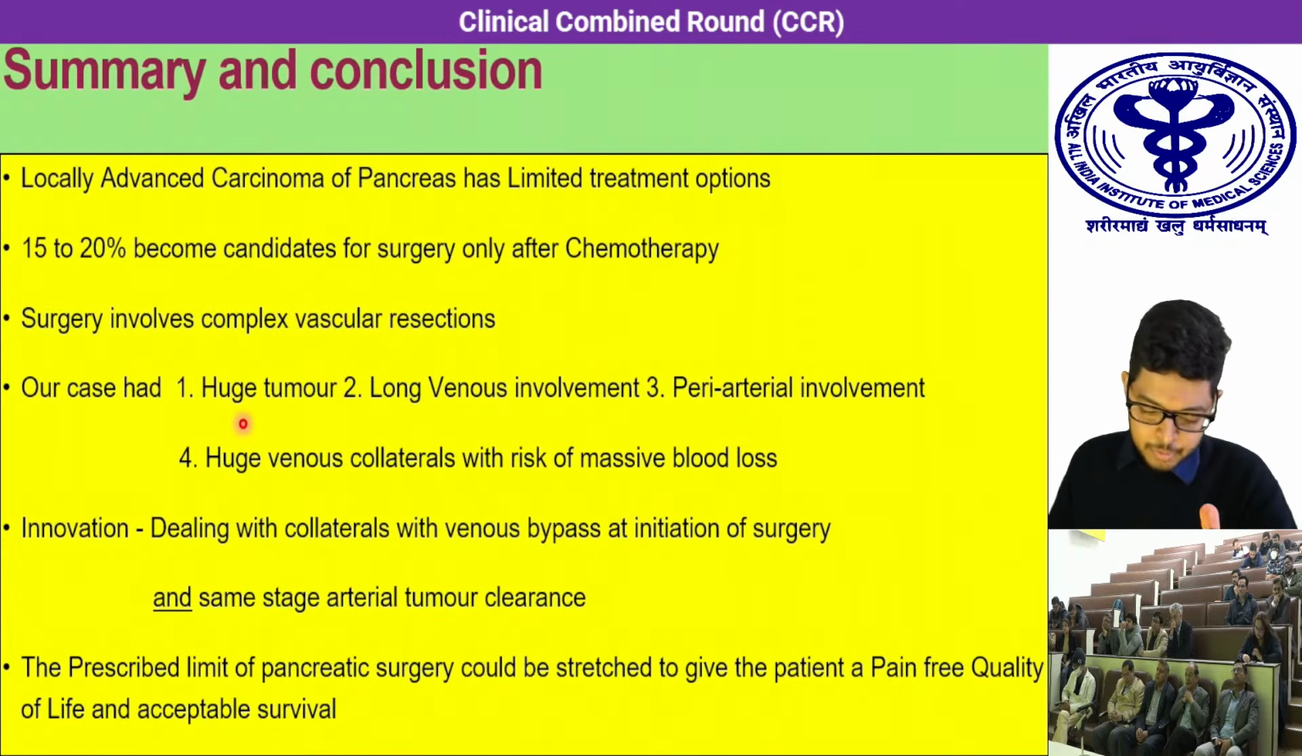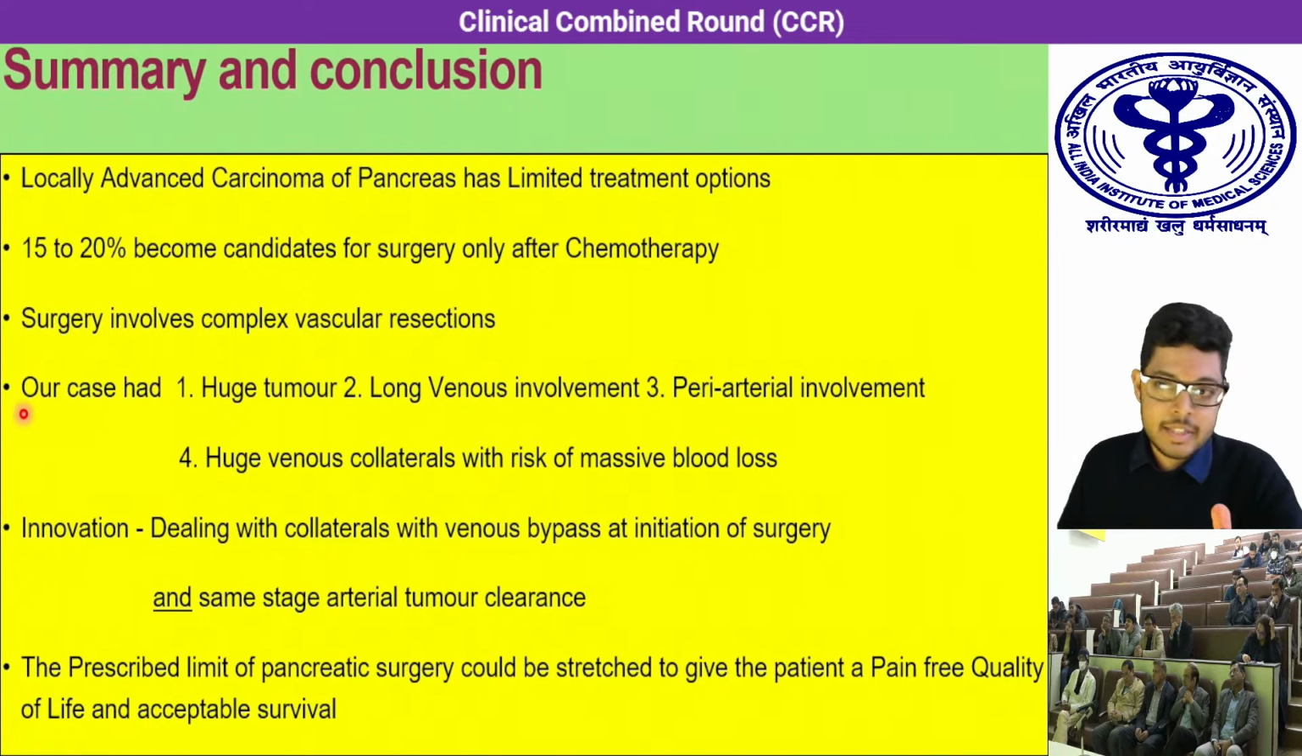The innovation that we put forth is that we dealt with the collaterals with a venous bypass at the initiation of surgery. That reduced blood loss a lot. And in the same stage, we did tumor clearance also. So the topic for today is pushing the limit in pancreatic cancer surgery. We say that the prescribed limit of pancreatic cancer surgery can be stretched to give the patient a pain-free quality of life and an acceptable surgery. That is our message for today. Thank you.